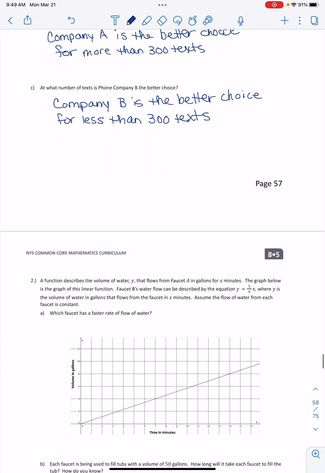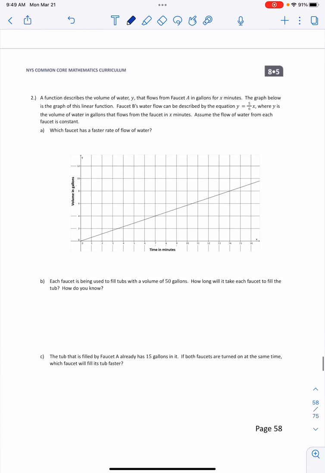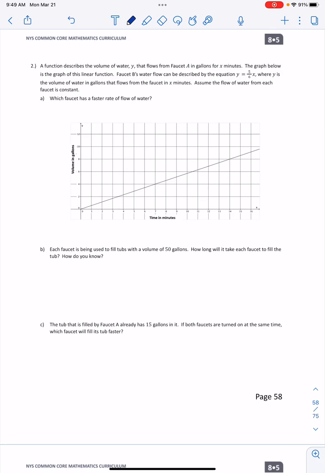Then our last question says a function describes the volume of water Y that flows from faucet A in gallons for X minutes. The graph below is the graph of this linear function. Faucet B's water flow can be described by the equation y equals 5/6x, where y is the volume of water in gallons that flows from the faucet in X minutes. Assume the flow of water for each faucet is constant. Which faucet has a faster rate of flow of water?